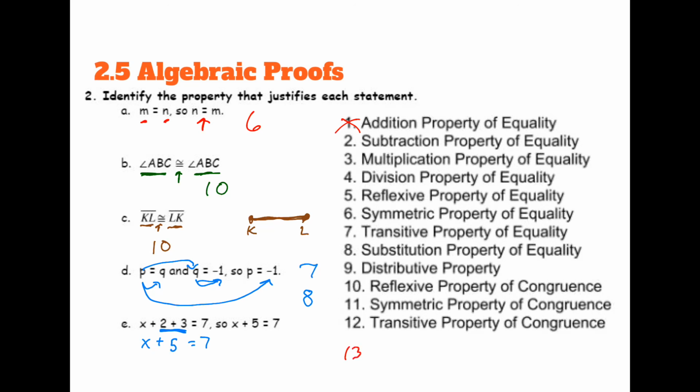It's going to be our 13th, which is going to be just to simplify, right? What did we do by combining 2 and 3? We just simplified the problem a little bit. So we get x plus 5 equals 7, so we just did some simplify there.